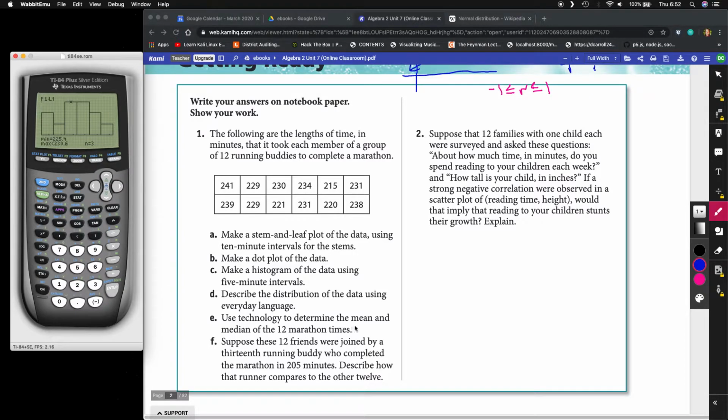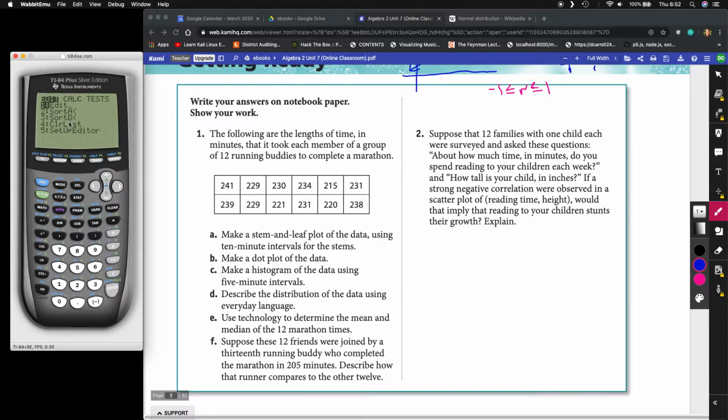All right, use technology to determine the mean and the median. So I'm showing some graphs here. Actually, a lot of the time we don't even really look at these graphs. We just care about the numbers. And so if I quit out of here, I remember I do have this list. It still exists down in here, and I can do whatever I want with it.